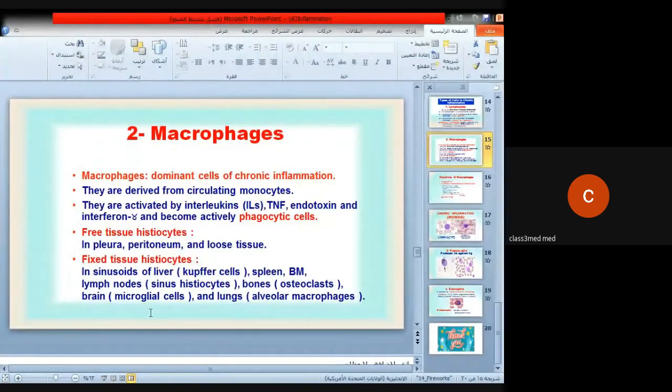Such as in the sinusoids of the liver, they are called Kupffer cells. In the spleen, in the bone marrow, in the lymph nodes, they are called sinus histiocytes. In the bones they are called osteoclasts. In the brain they are called microglial cells. And in the lungs they are called alveolar macrophages. They are normally present as fixed tissue, as one component of the normal tissue.